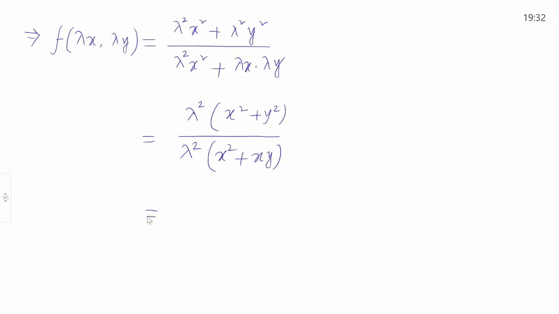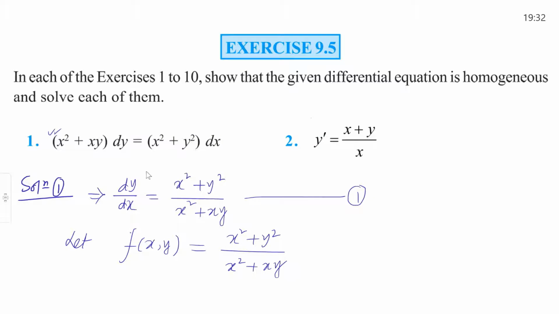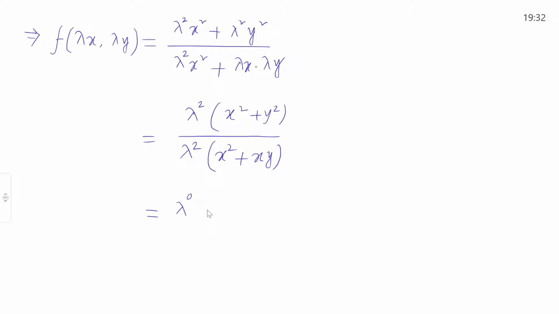Now you see this implies lambda to the power 0, is it not? Lambda square is cancelled, meaning lambda to the power 0, and the expression remaining here, x square plus y square divided by x square plus xy, can be written as f of xy. So f of lambda x, lambda y is equal to lambda power 0 times f of xy.